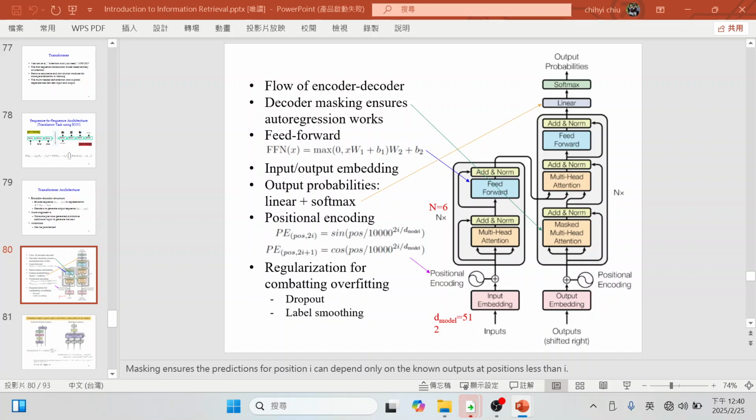And finally is the regularization. Because they try to combat the overfitting problem, they apply dropout and label smoothing. Label smoothing makes your label smooth, not only 0 and 1. You can use a very small probability instead of just 0, to make your label smooth. I think that's a general review of the system architecture.